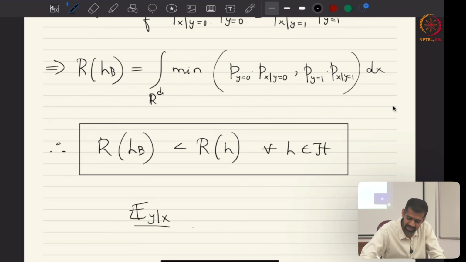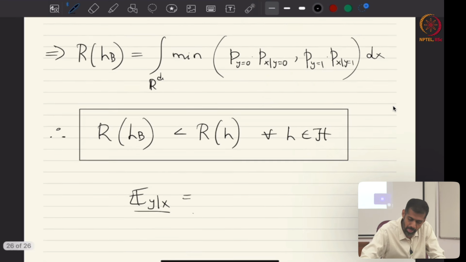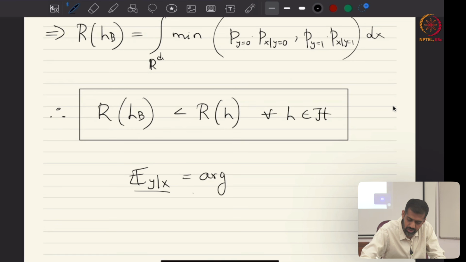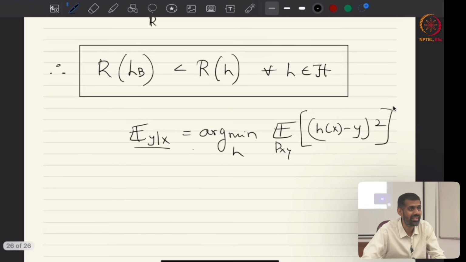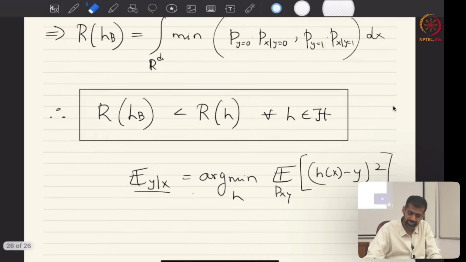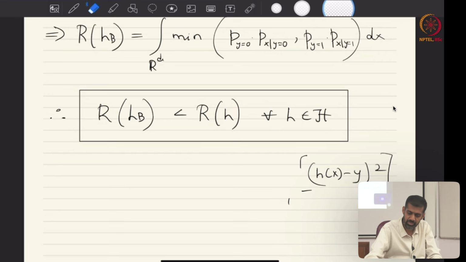Okay. So what am I saying is, this is the minimizer of the expected squared error. This is a standard problem in probability theory, right? You can show that this minimizer is equal to this conditional expectation. Okay, anyway, maybe let it be there.